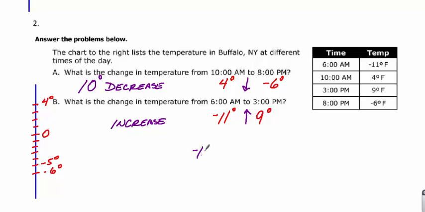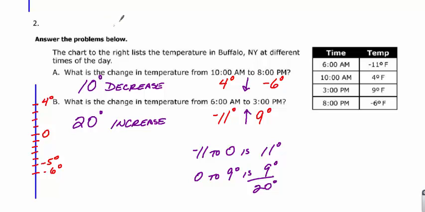Well, from negative 11, whoops, I don't know why I wrote a 10 there. From negative 11 to 0 is an 11-degree change. From 0 to positive 9 is a 9-degree change. Put those together, and we have a 20-degree increase. It went up 20 degrees between 6 a.m. and 3 p.m. So there are a few different ways to think about this. Number lines work great. You can use what we did down below here.